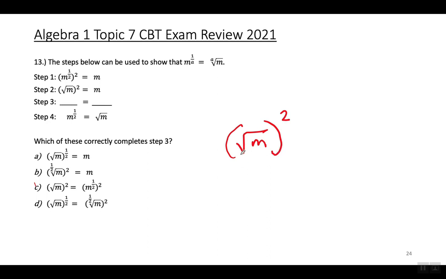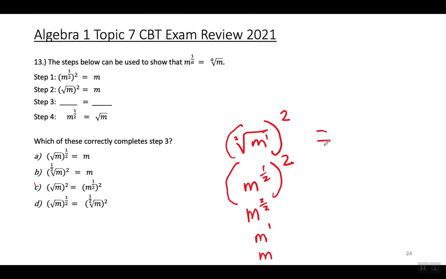which I could rewrite that as m to the 1/2 power to the second power. Remember, there's an invisible 2 here and an invisible 1 here. So that's where I got the 1/2, okay? Esto lo puedo escribir de esta forma. Now I multiply the exponents and I get m to the 2 over 2 power, which equals m to the first power, which equals m.